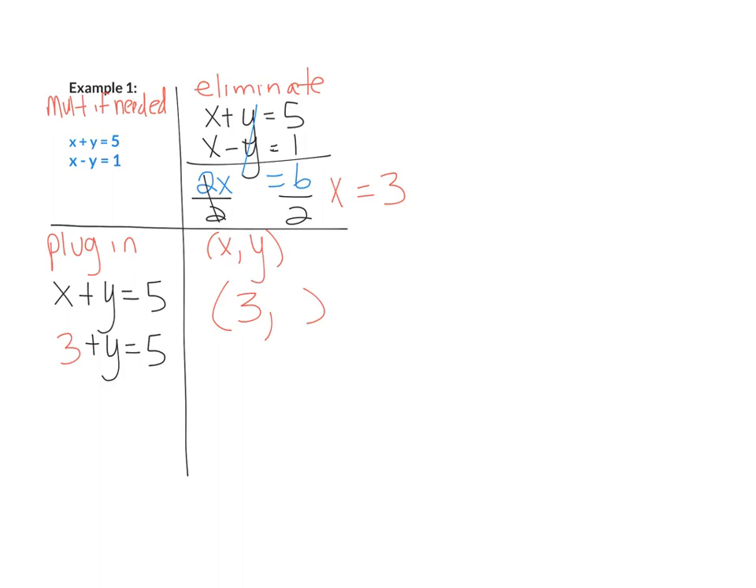So I'm going to go ahead and subtract 3 from both sides. Three minus 3 will cancel out. I'll be left with y equals 5 minus 3 is 2. So my answer is 3, comma 2.